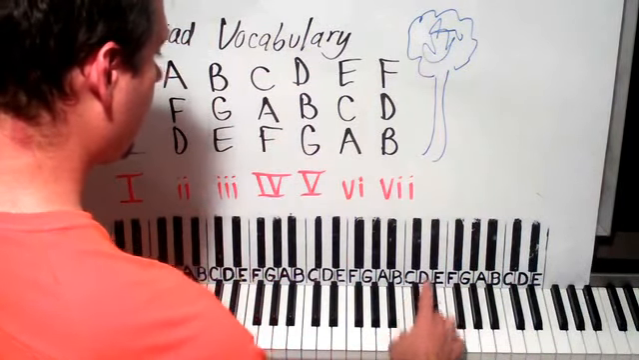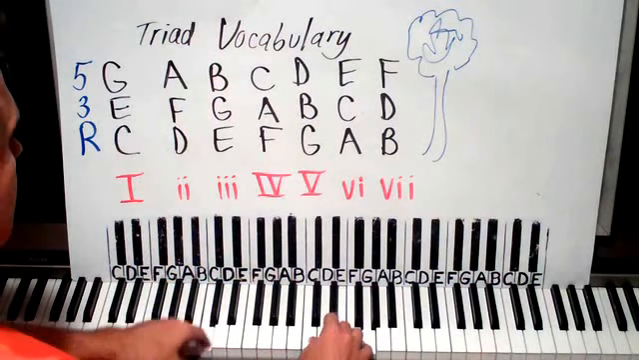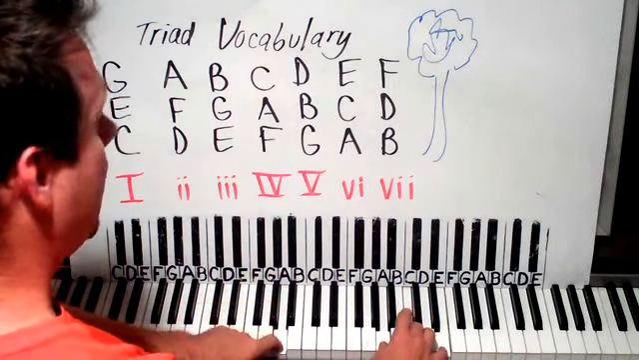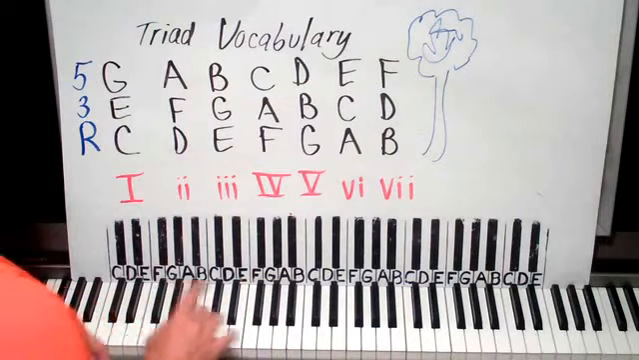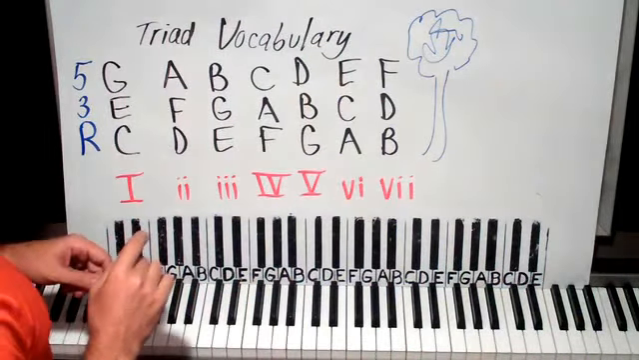Here's something else you can do. In the left hand, you can play the root note. C, D, E, F, G, and then come back down. Because you want your hand to get used to playing that triad that way. So let's do that now.